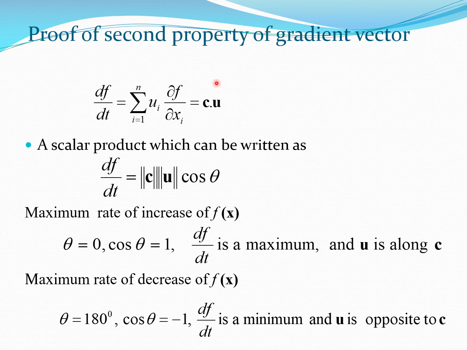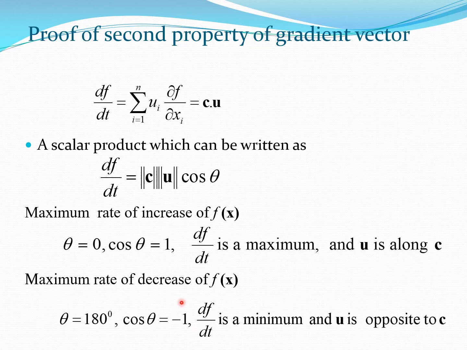Now this is a scalar product or a dot product, and therefore I can write df/dt as norm of c into norm of u into cos theta. And now I can look at this in a more physical manner. If you want to look at the maximum rate of increase of this function f(x), that would happen when theta is 0, because that's when this would be maximum, because cos theta is 1. And so df/dt is a maximum and u is in the same direction as c.